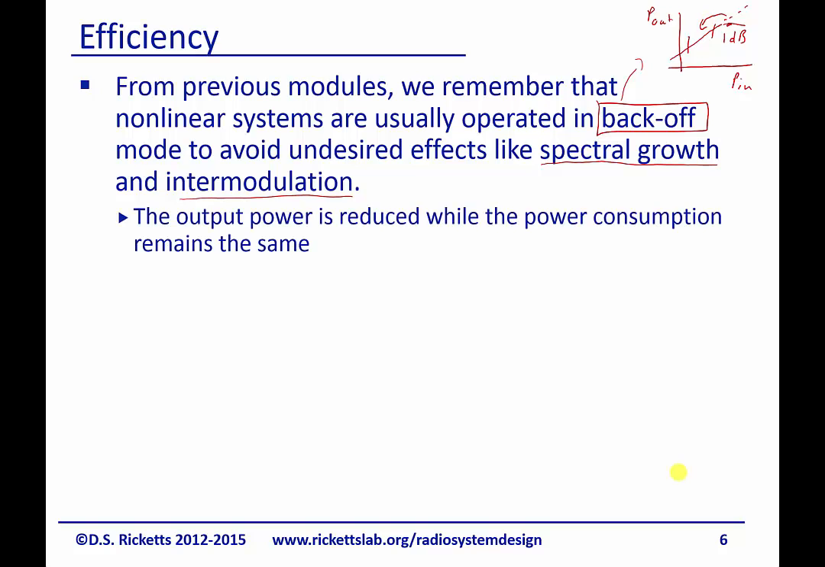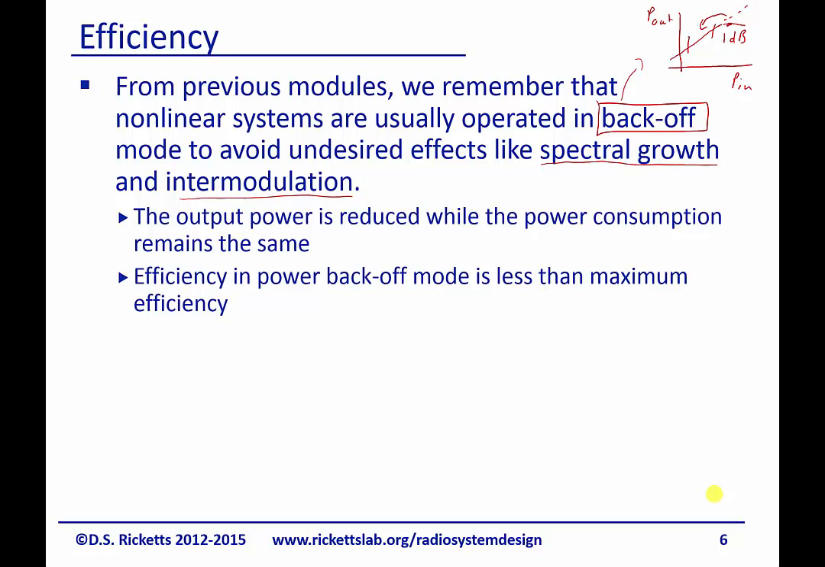The output power is reduced, however, the overall power consumption stays the same, and that's why our efficiency drops in the curves we saw before. And the efficiency in the power back-off mode is obviously less than our maximum efficiency, as we saw.